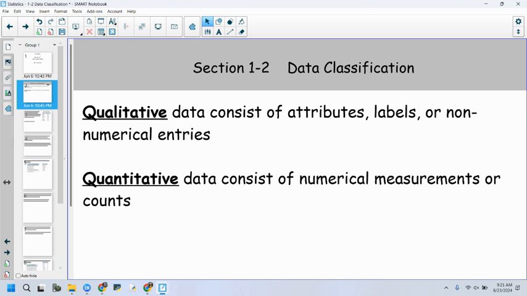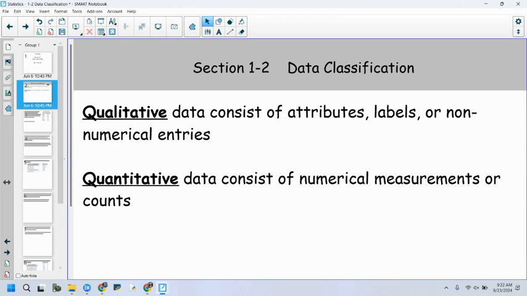Like if I got everybody's average test score, that's quantitative data. If I got everybody's height, that's quantitative data. If I've got everybody's amount of screen time, that's quantitative data, right? Qualitative data would be attributes, labels, or non-numerical entries, like what's your favorite movie? Or what's your favorite football team? Or what classes are you taking this year?